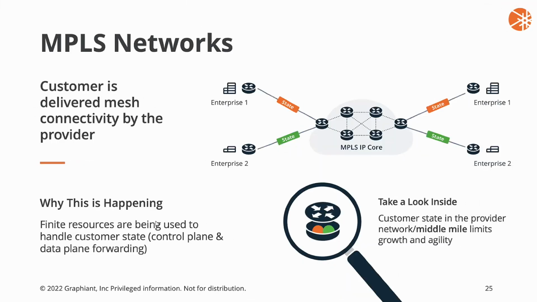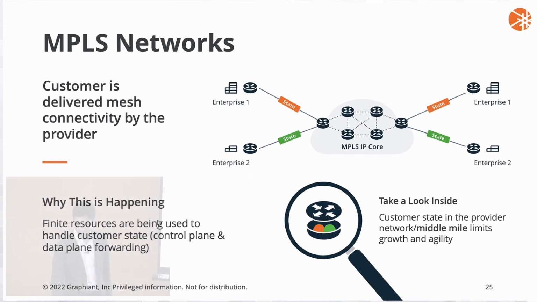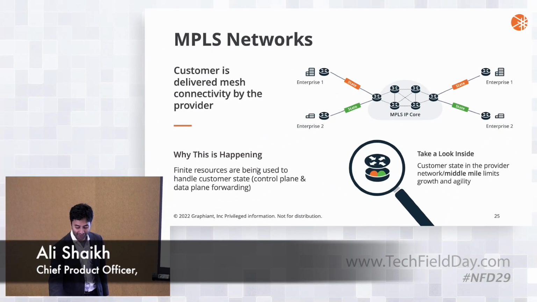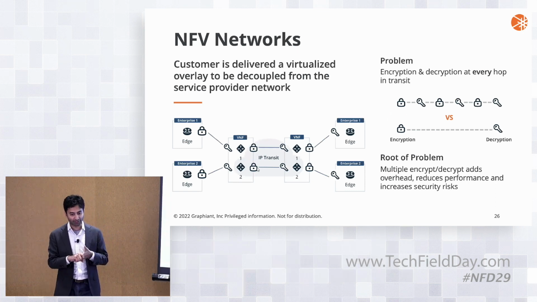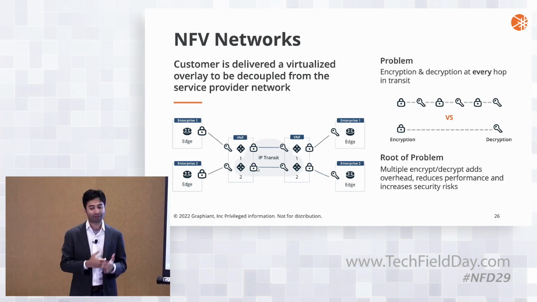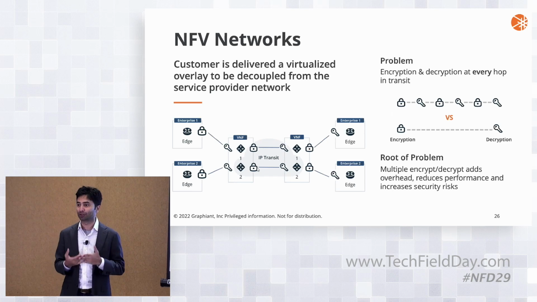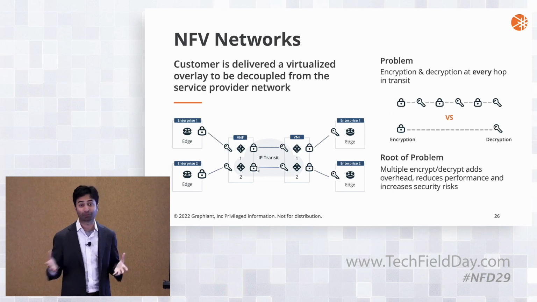We've been having a whole bunch of conversations about what it is that Graphiant is doing. So now we're on the same page: we're taking state out, we're taking lessons from MPLS, SD-WAN, and so on. The real problem that we want to tackle, what our control plane is meant to resolve, is this piece. How do you make the encryption problem go away from the data plane?